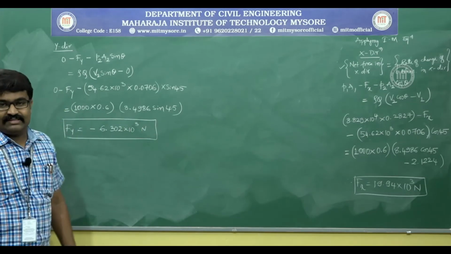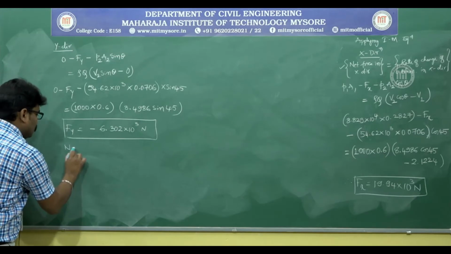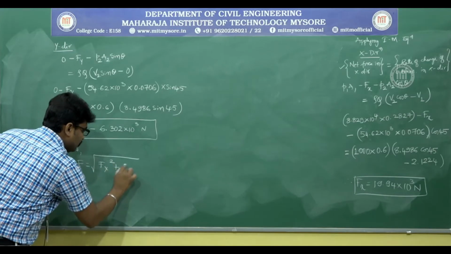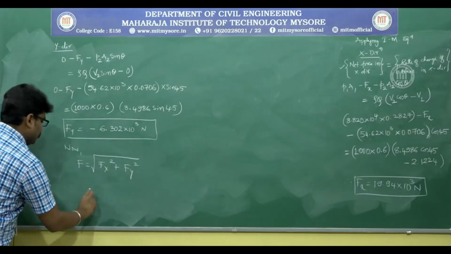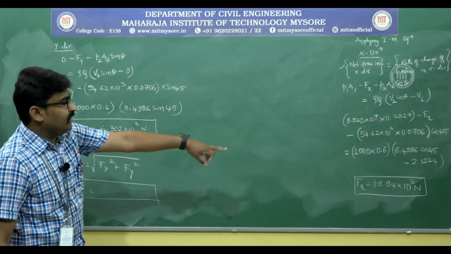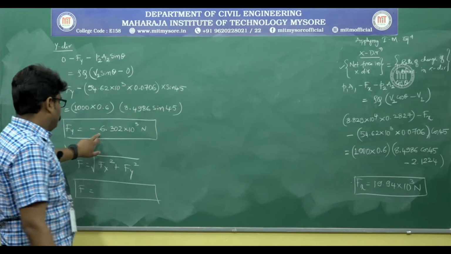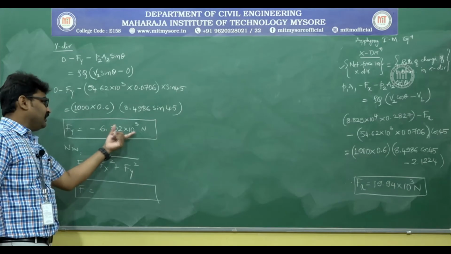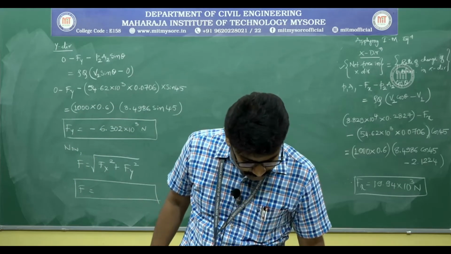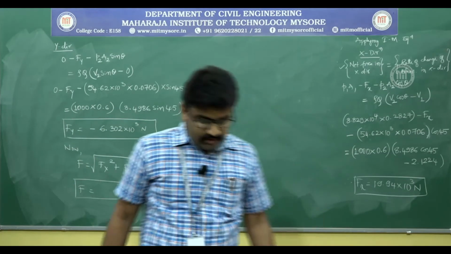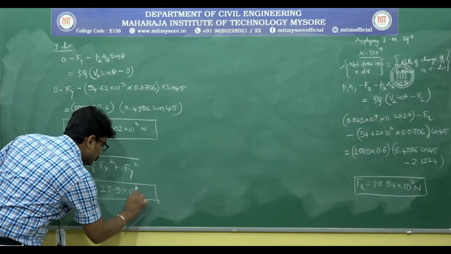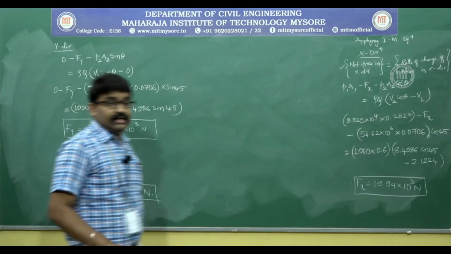Once you have found Fx and Fy, F is equal to root of Fx square plus Fy square. See, Fx is 19.94 into 10 power 3, whole square, plus Fy square, that is minus 6.302 into 10 power 3, whole square. So you will get F equal to 20.91 into 10 power 3 Newton. This is the resultant force.